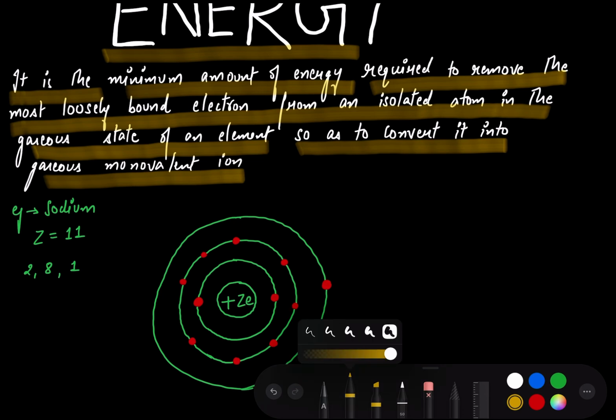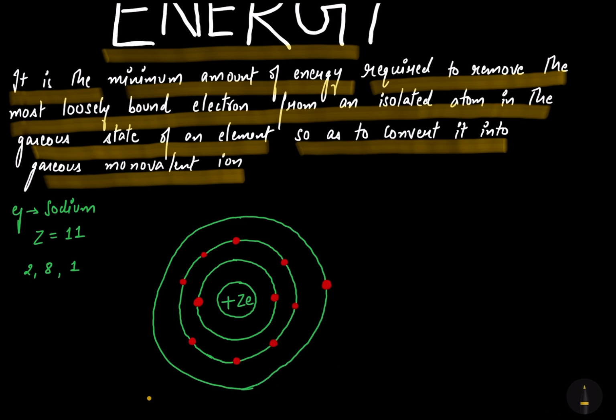I have taken an example of an element, sodium, whose atomic number is 11. So what will be the configuration? It's 2, 8, 1. So I have taken the three shells around the nucleus, which is plus Z. This is the plus Z nucleus, and I have taken the three shells, the first shell, the second shell, and the third shell. In the first shell we have 2 electrons.